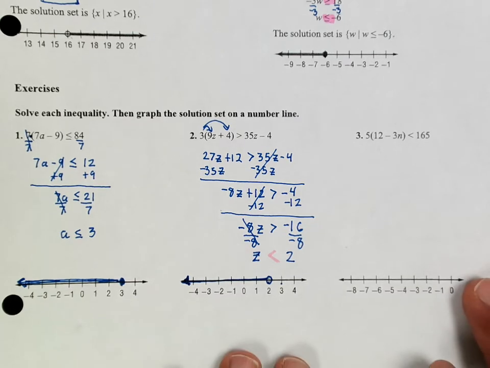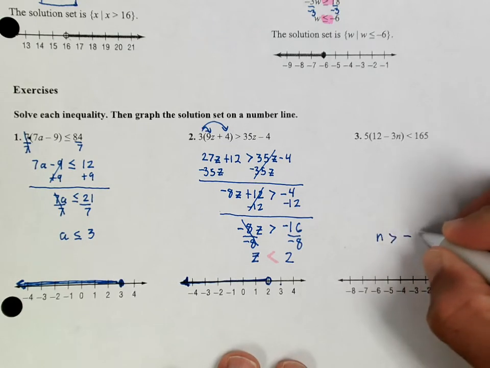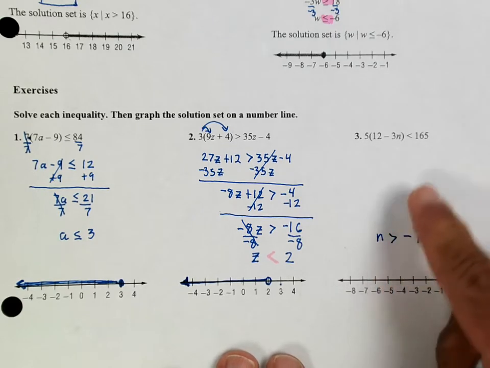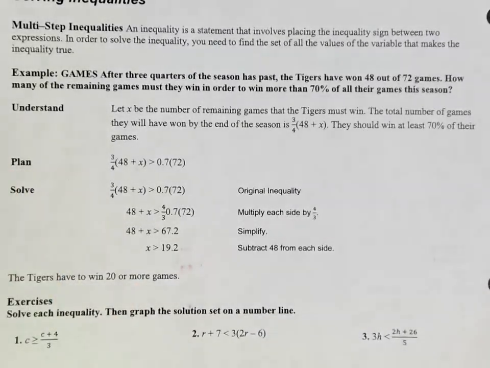Alright, on number 3, I'm just going to give you the answer, number 3. That will be your answer. See if you can actually figure that out on your own. And also, see if you can shade the correct area. Now remember, n is greater than negative 7. So see if you can do that one on the back.